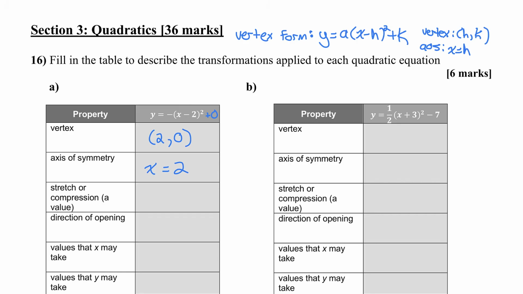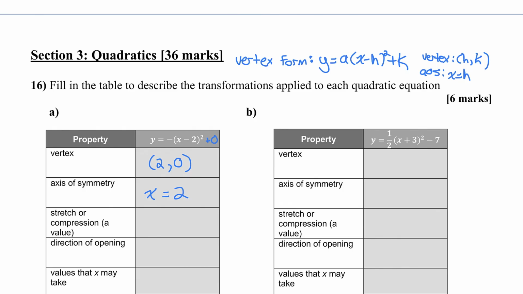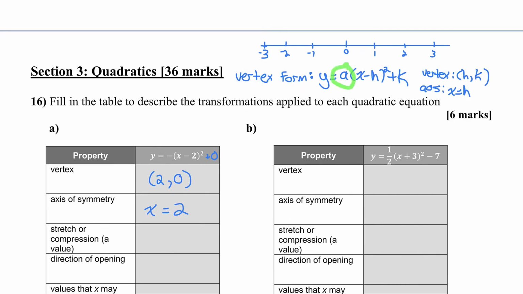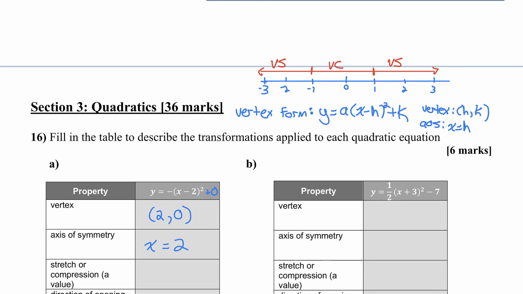Stretch compression value, I should remind you about that as well. And I could do that with a little number line here for you. To figure out if there's a stretch or compression, we look at the a value of the quadratic. If the a value is between negative 1 and 1, and of course not equal to 0, there's a vertical compression by a factor of the absolute value of a. But if a is bigger than 1 or less than -1, there's a vertical stretch by a factor of the absolute value of a. And another thing to note is if a is bigger than 0, the quadratic opens up. But if it is less than 0, the quadratic opens down.